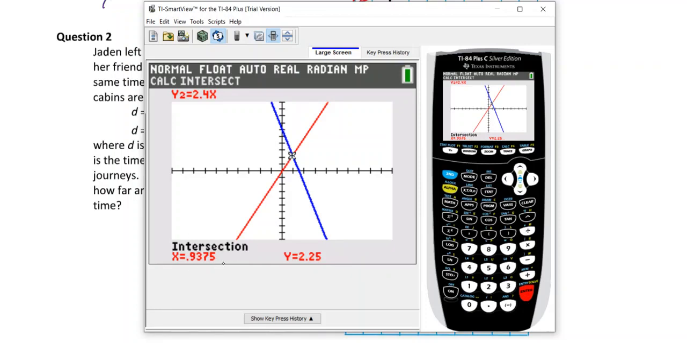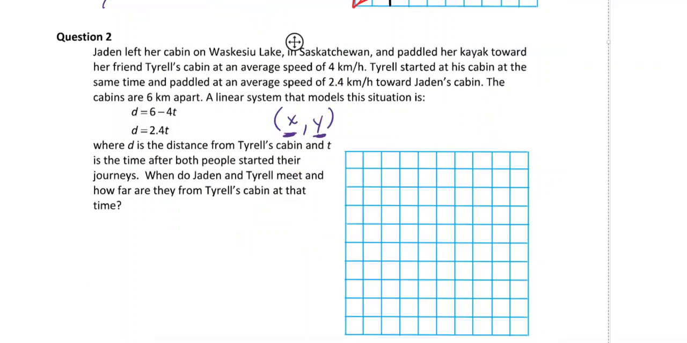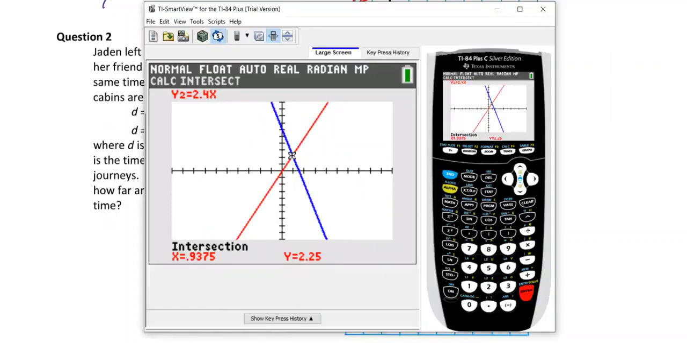So this is one where the calculator is really nice, right? Because those aren't so nice numbers there, right? So our answer here is going to be 0.94 for my x. 0.94, just rounding it, comma, and then 2.25.